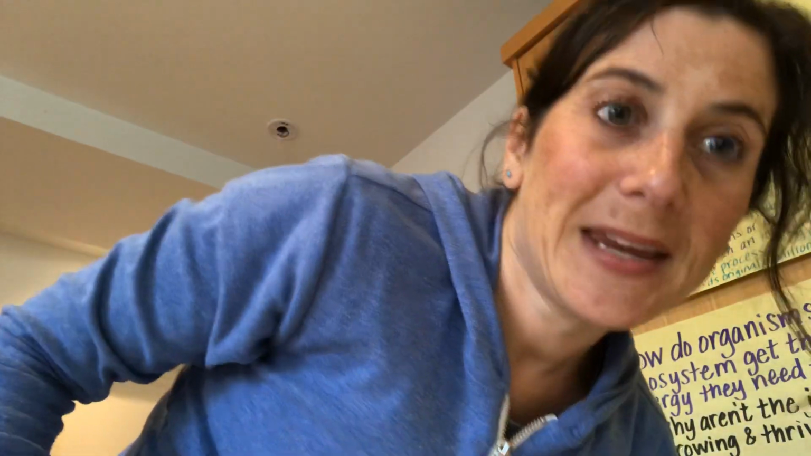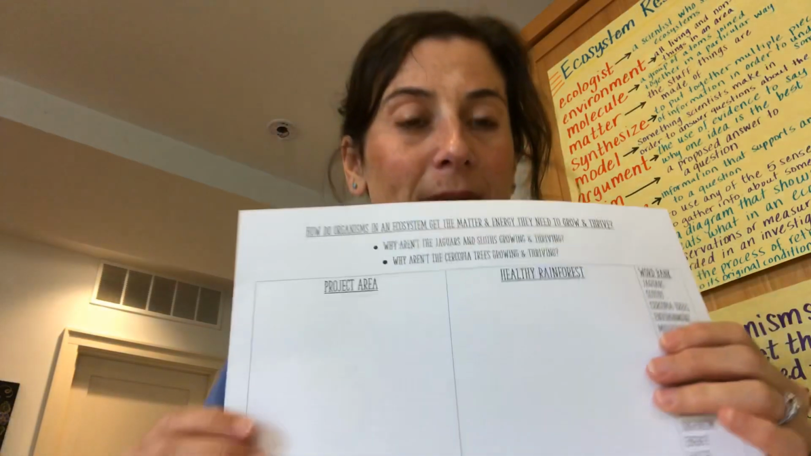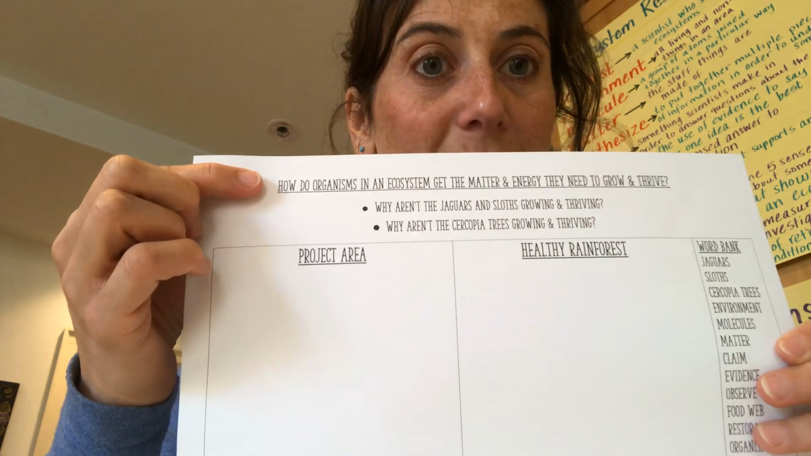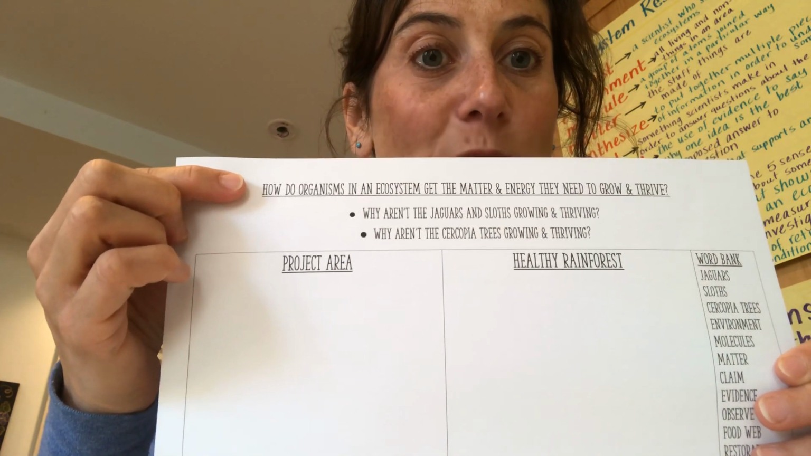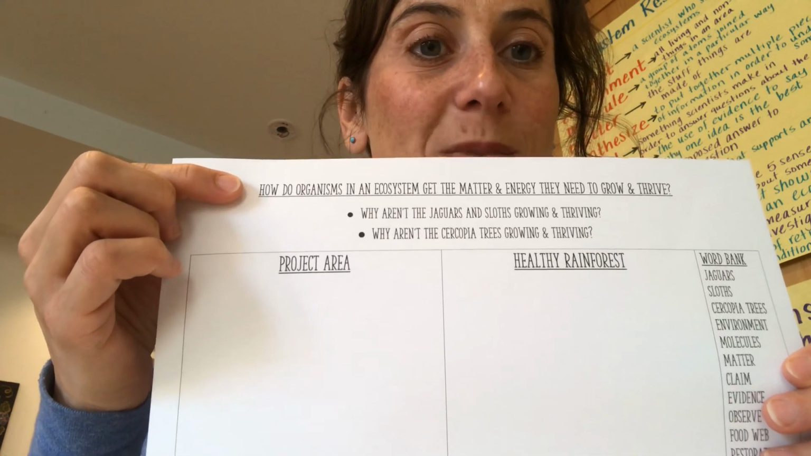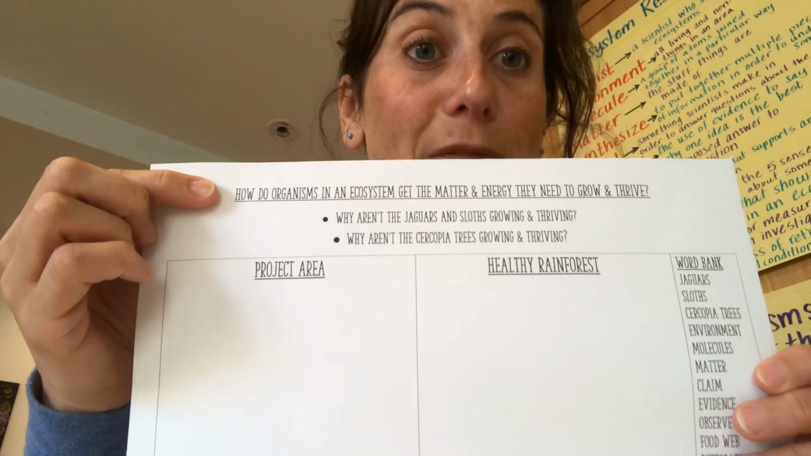What you're going to be doing today is making a model. So I attached to the assignment a sheet for you to make a model. And on this sheet, looks like this. First, it has our chapter question at the top. Our chapter question is, how do organisms in an ecosystem get the matter and energy they need to grow and thrive?